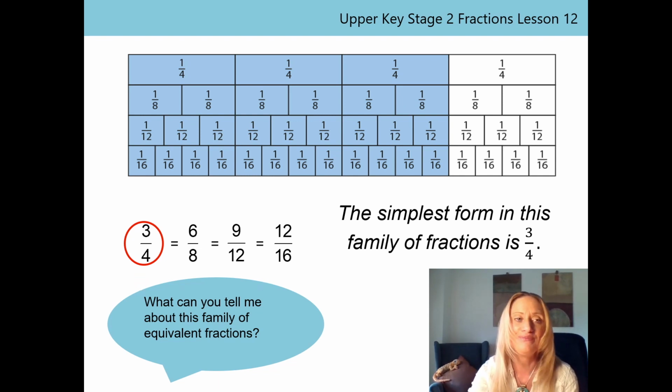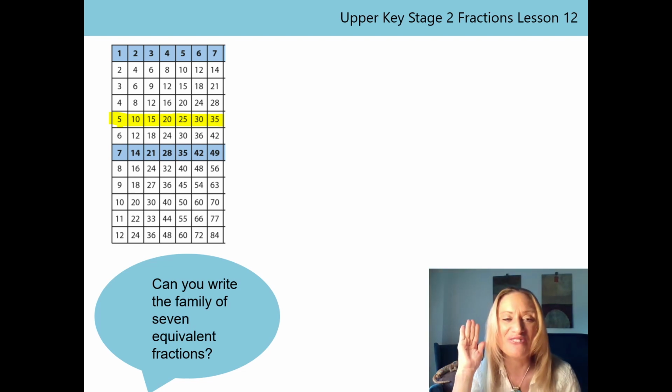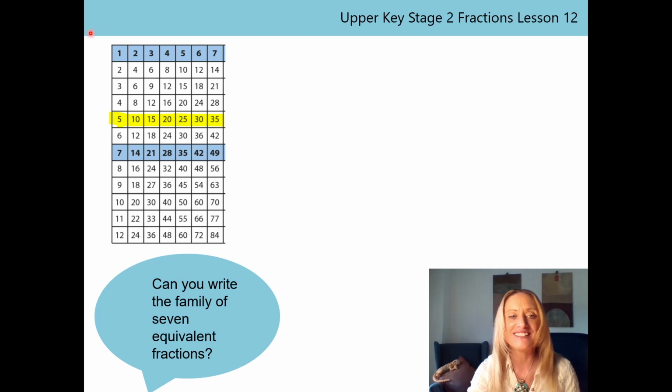Well done. We also looked at this multiplication square, didn't we, in the last session? And we found an equivalent fraction family with the simplest form was 1/7. Really well done. And we can see that here, can't we? 1/7. Have a little look at this yellow shaded bar.